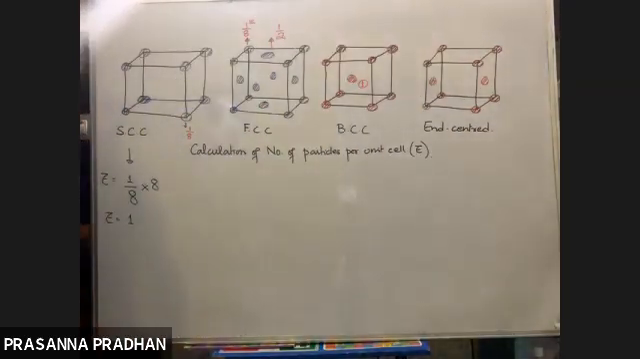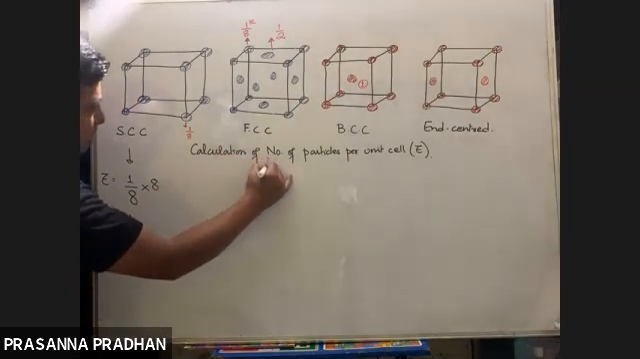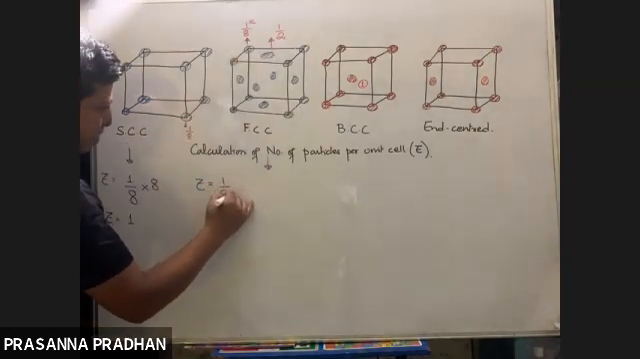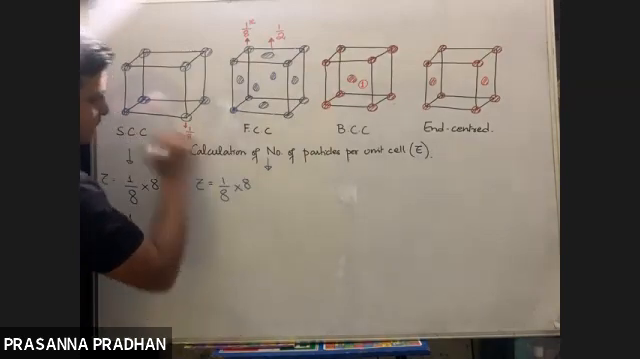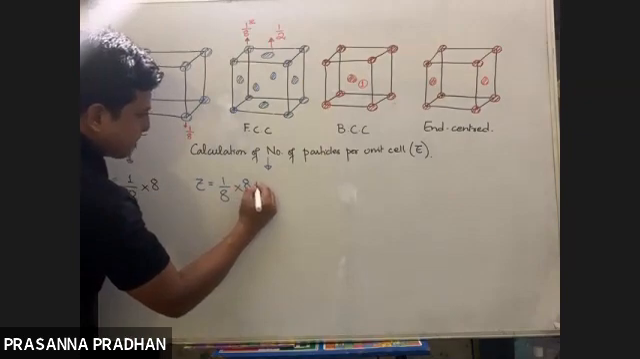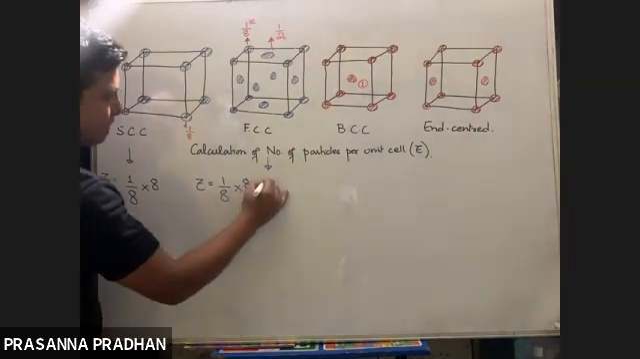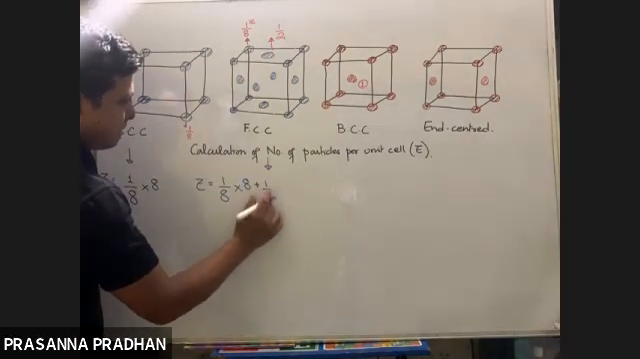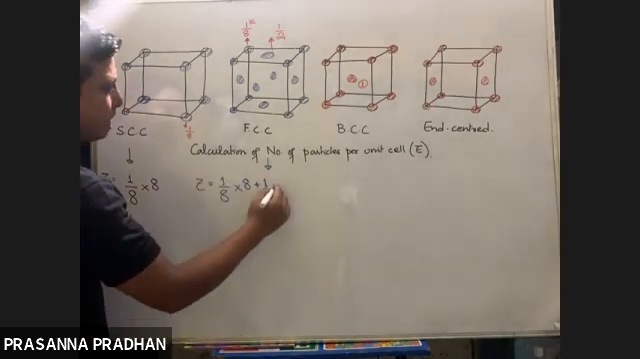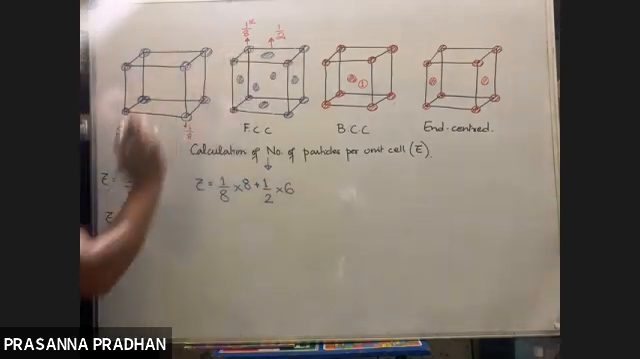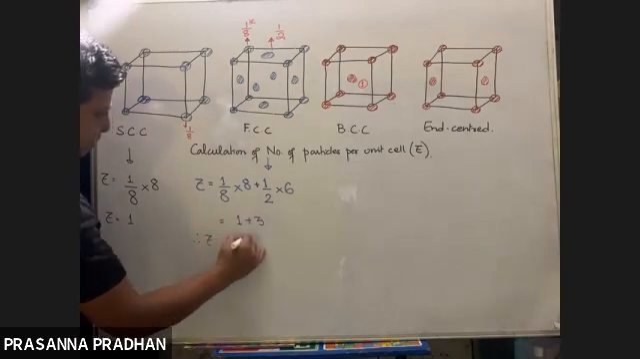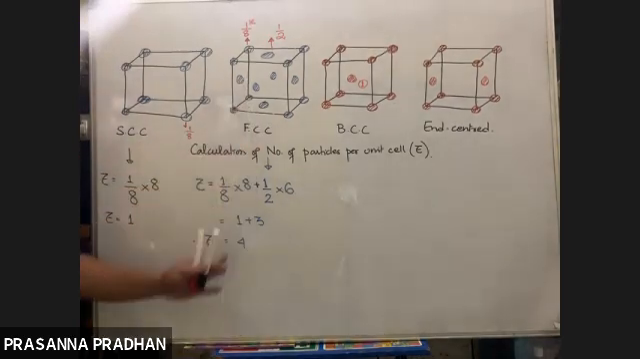Now you tell me for face centered. What is the value of Z? There are 8 corner particles, each contributing 1/8, so 8 into 1/8. Plus, what is the contribution of each particle at the face center? 1/2. How many face-centered particles are there? Half into 6, since there are 6 faces. So 1 plus 3, 4. Therefore Z equals 4. So for an FCC, the number of particles per unit cell will be 4.